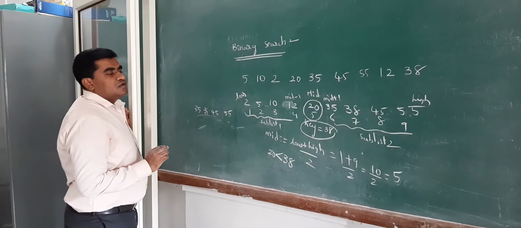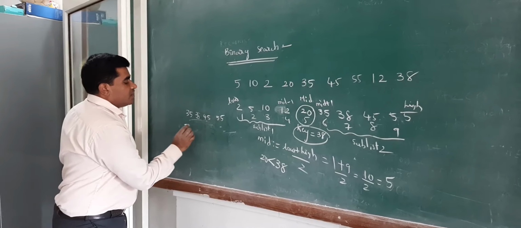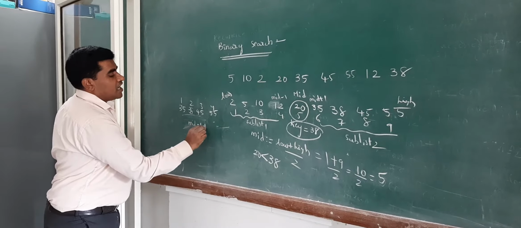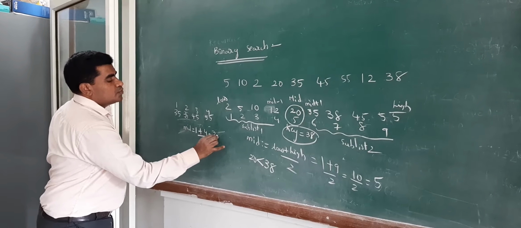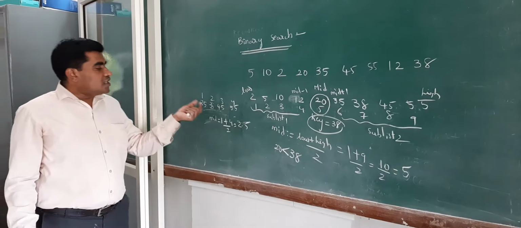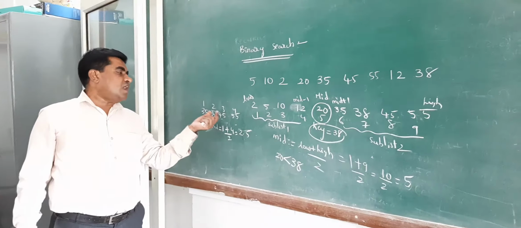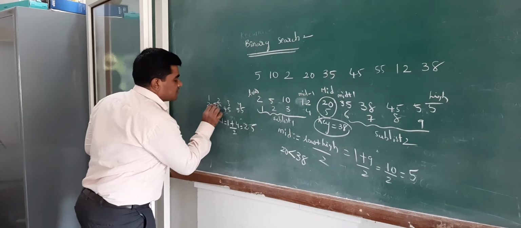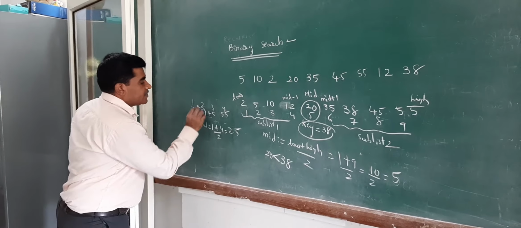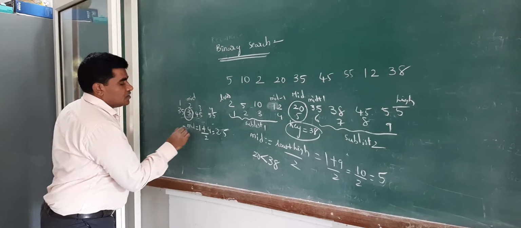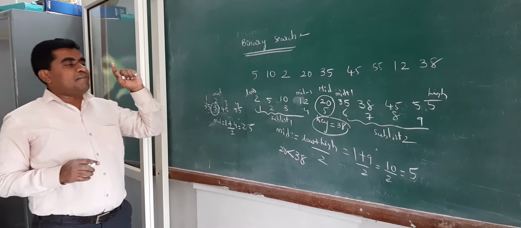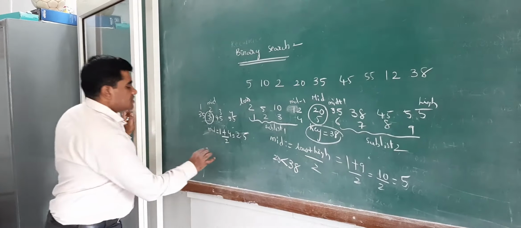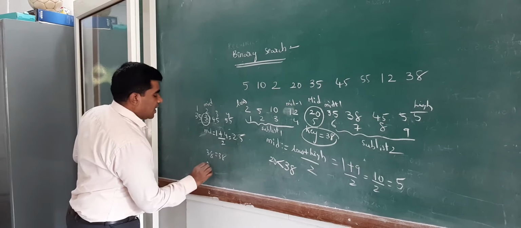Now again we have to divide into two sublists. We have to find the mid value: mid equal to low plus high by 2, so 1 plus 4 by 2, that is 2.5. Either you take the second element as the mid value or the third element, it won't make any difference. Suppose we take the second value as the mid value. Now what is the procedure? First we compare the key element, the searching element, with the mid value. Now it is matching: 38 equal to 38. Then the element is found.